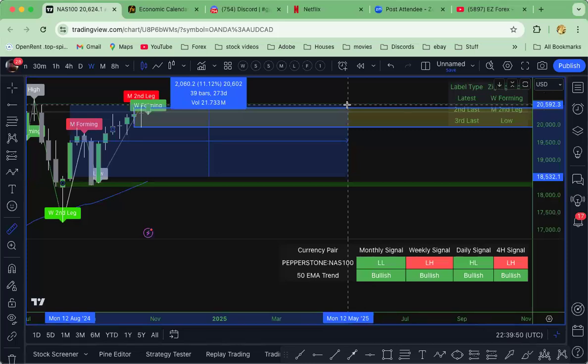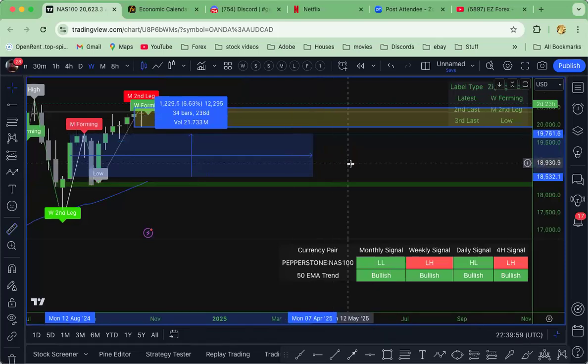That's like 2,000 pips. Do you understand? It's stupid, people. I'm not just showing you something for no reason.